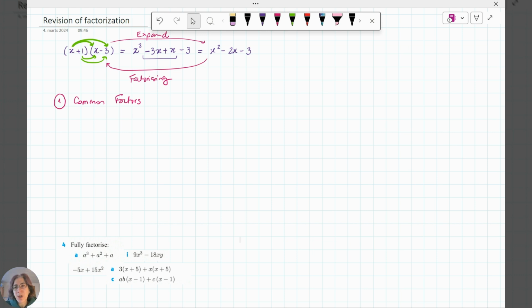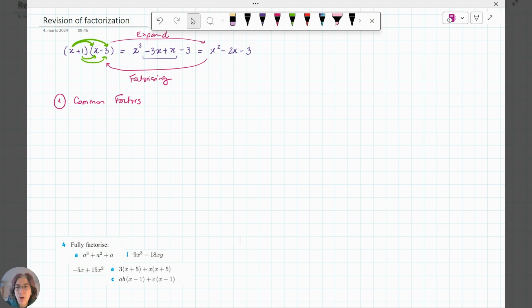When we have an expression like the one I wrote over here, x plus 1 is being multiplied by x minus 3. If we apply the distributive property and multiply each term from the first bracket against each term from the second bracket, then we will get x squared minus 3x plus x minus 3, which we can simplify by looking at the like terms, negative 3x plus x, to the expression x squared minus 2x minus 3. When we do this, we are expanding the expression.